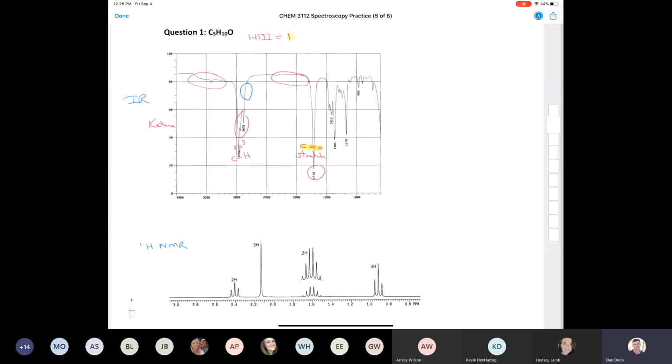There really aren't that many possibilities. But let's take a look at the proton NMR. Right now, you can see that we have a triplet that integrates for 3 protons. We have a sextet that integrates for 2 protons. We have a singlet that integrates for 3 protons, and then we have a triplet that integrates for 2 protons.